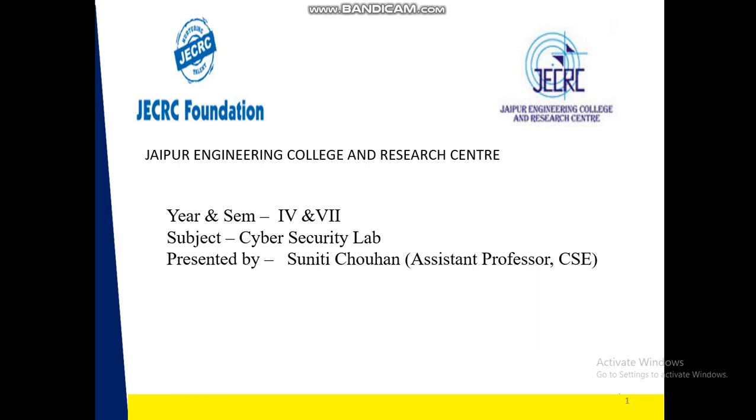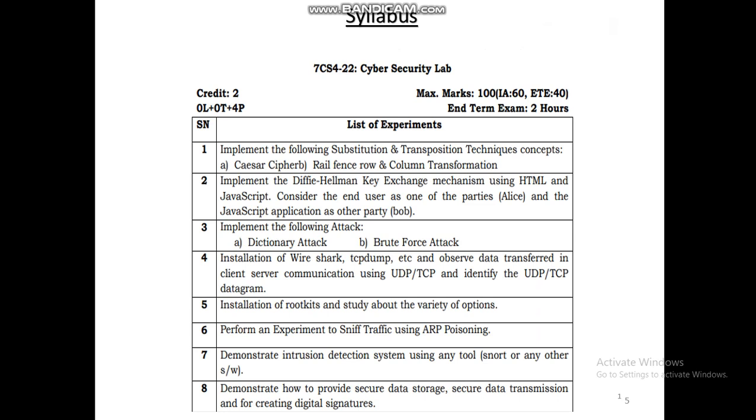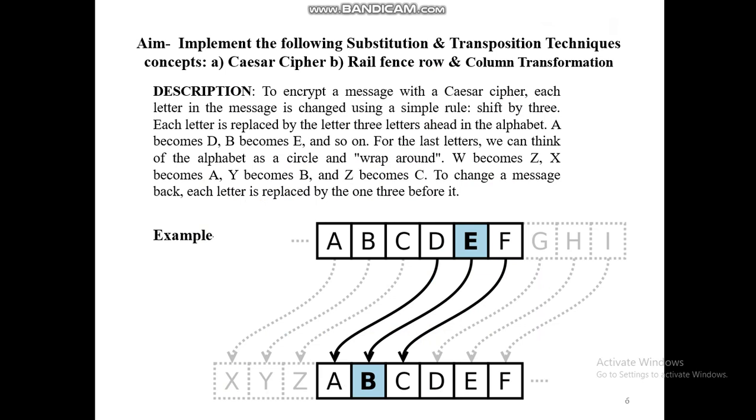In this section, we will discuss a brief introduction of the cyber security lab. Mainly, we will first discuss the syllabus of the cyber security lab. This lab consists of a total of 100 marks, 60 for internal assessment and 40 for external assessment, and a total of 8 experiments. Today we will discuss only experiment number 1, which is to implement the following substitution and transposition technique concepts: Caesar cipher, rail fence, row and column transformation.